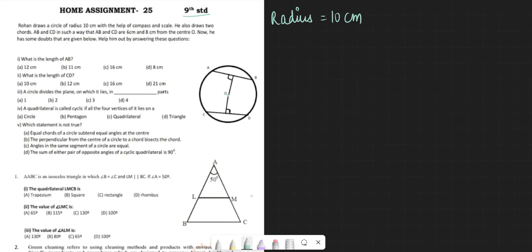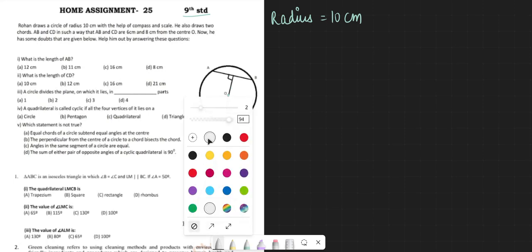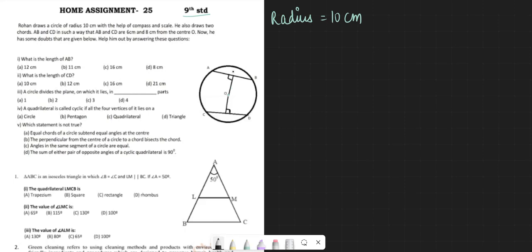So obviously, I'll take this point, I mark this point as M and this point as N. So I'm given OM is equal to 6 centimeter and ON is equal to 8 centimeter from center O. Now he has some doubts that are given below. Help him by answering all these questions. So he says, what is the length of AB? So I'll answer one by one. Length of AB, length of CD.